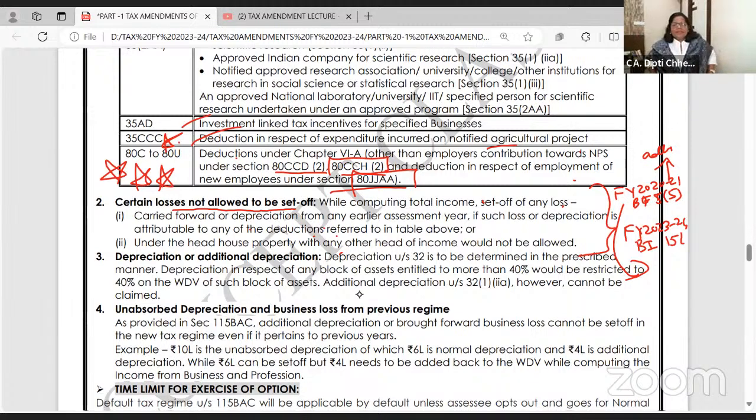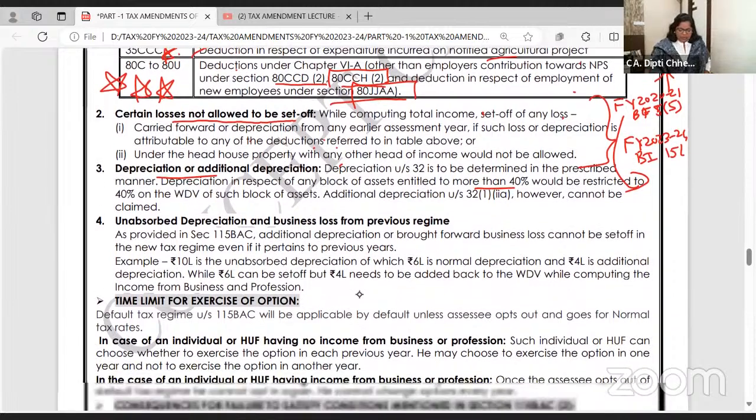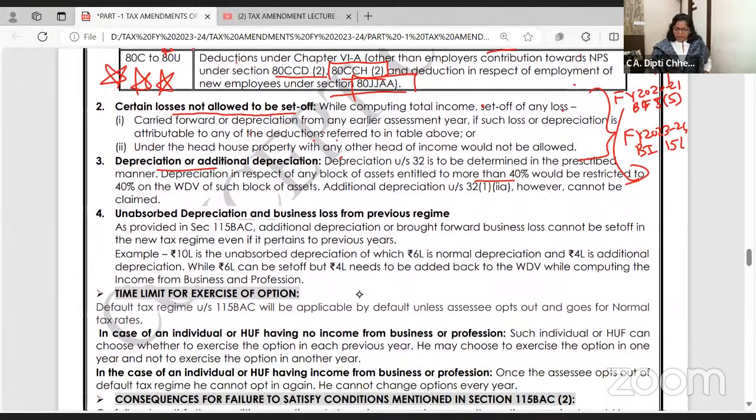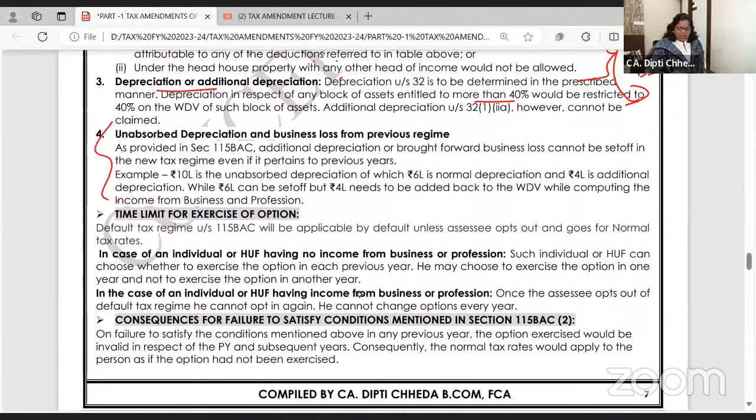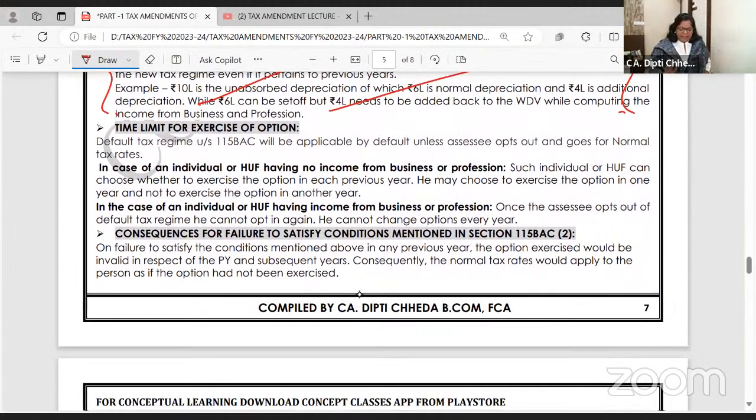Once again, is scientific research allowed? No. So earlier years' brought forward loss of scientific research, can you set off now? No. This year's scientific research is itself not allowed in the default tax regime. Why will I set off the earlier year's loss? Same way, depreciation is allowed, but additional depreciation not allowed. Okay. Right. If you understand the example, fine. If not, you can leave. Some in-depth I have given.